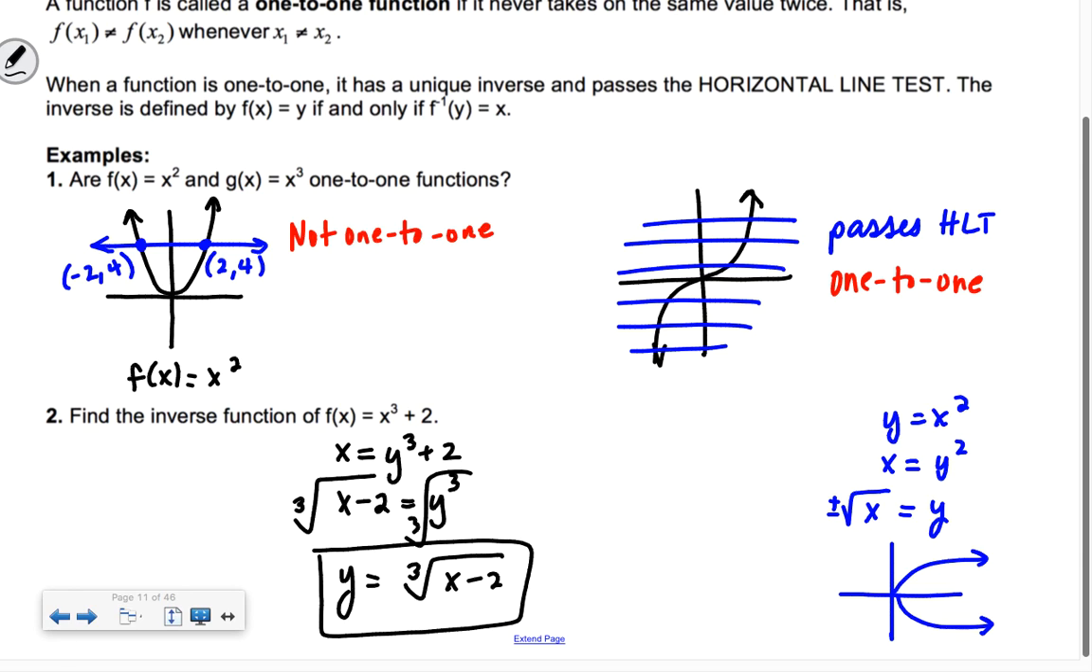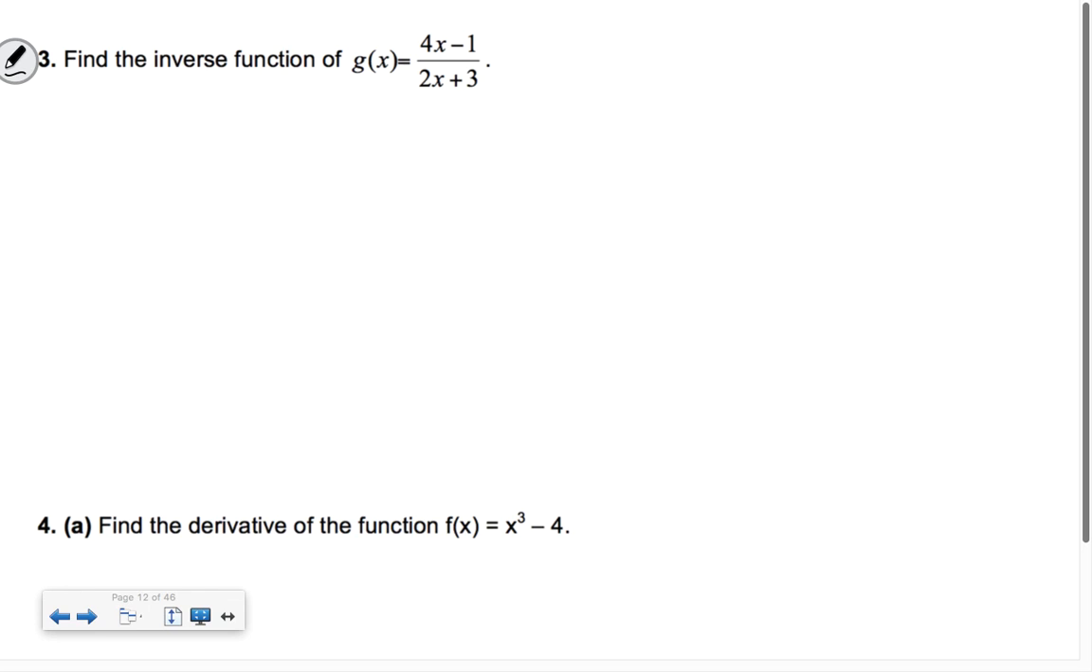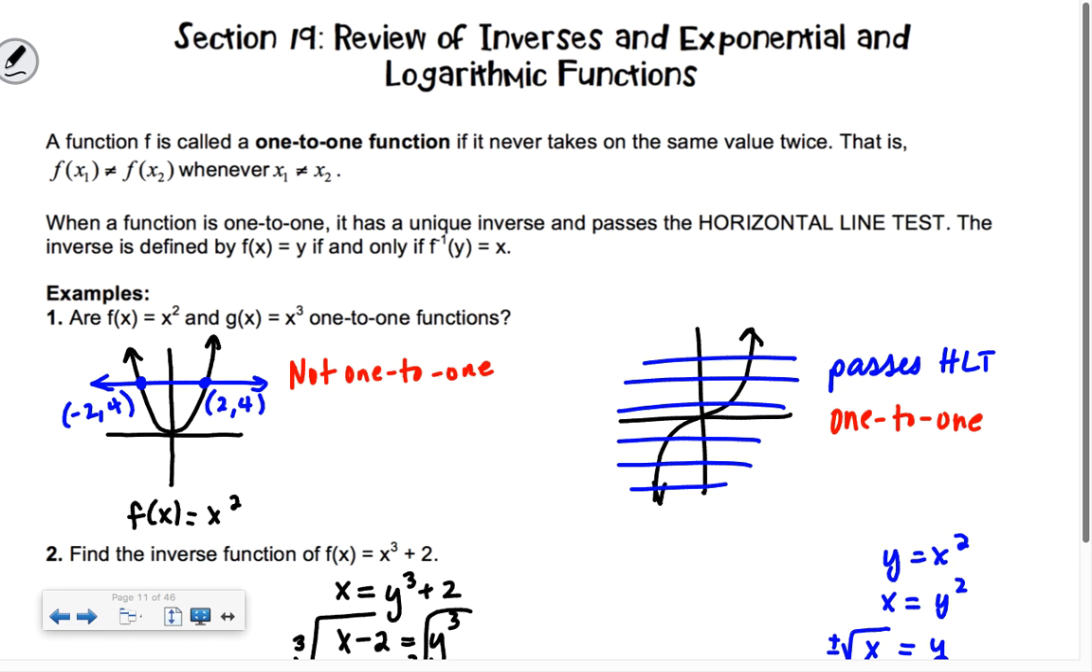Clearly we're going to do something with derivatives, with calculus. So it says find the inverse function of g of x equals (4x minus 1) over (2x plus 3). When we have a quotient like that, it's a little bit harder to find the inverse. Do you remember doing this one in Algebra 2? We did one like this two years ago.